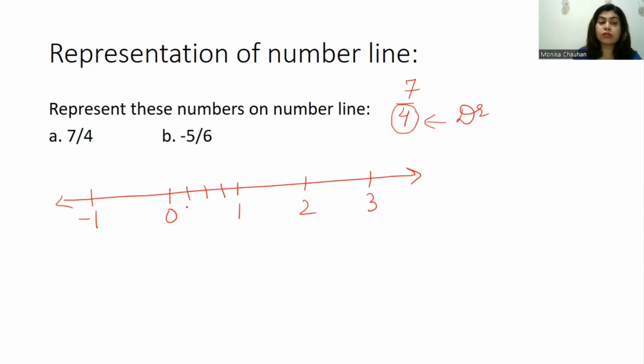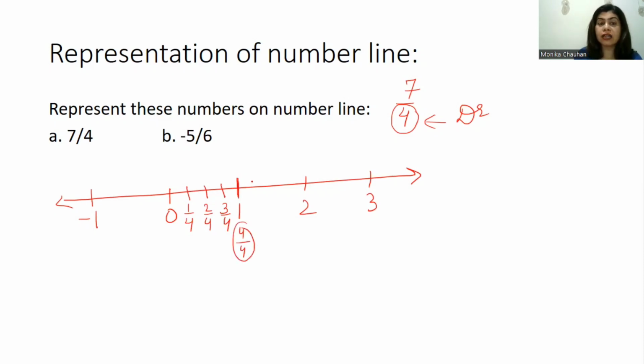Okay. So this represents my 1 by 4. This represents 2 upon 4. This represents 3 upon 4. And the 1 over here, when it becomes 4 upon 4, it becomes 1. Can you see that? Yes, it's correct.